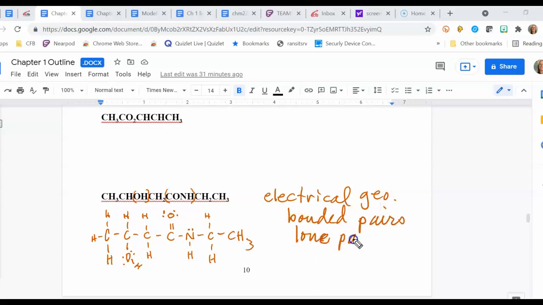Okay, so in the case of oxygen number 1, and we're going to call this oxygen number 1, and we're going to call this one oxygen number 2. Oxygen number 1 has a total of 2 bonded pairs of electrons and a total of 2 lone pairs of electrons. And when it has 4 things, bonded pairs and lone pairs around it, we can say oxygen number 1 is going to be tetrahedral.